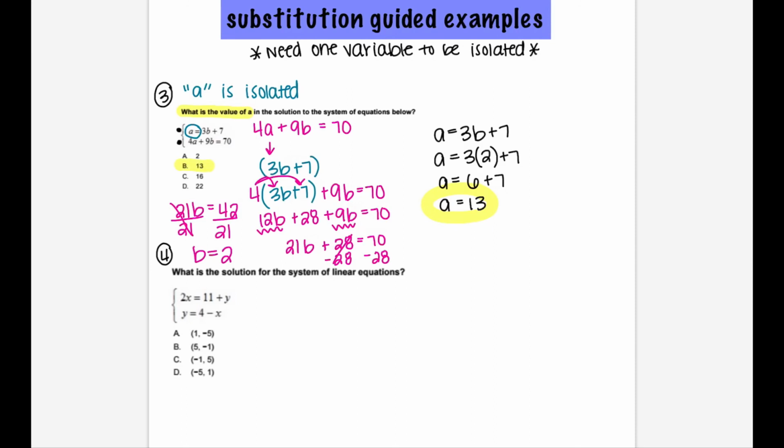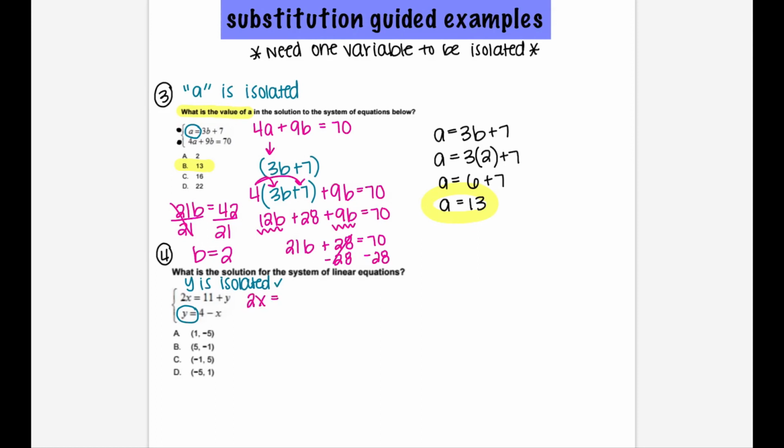Let's look at number 4. What is the solution for the system of linear equations? So this one's asking for the whole point, x comma y, for the solution. All right, well, let's see. Do we have a variable that's isolated? If I'm looking up at the top, 2x is not isolated because of that coefficient of 2. We have to have just x or just y. So when I look at the second equation, I see y equals, so y is isolated. So that's what tells me we can use substitution.